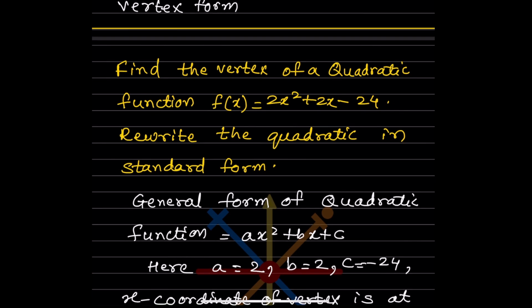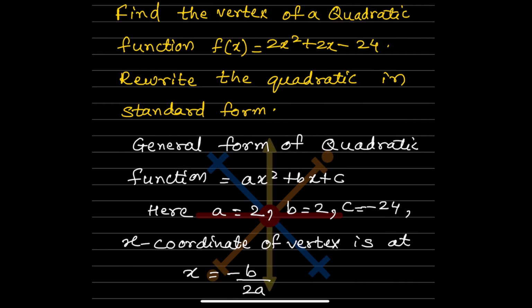Now let us see, find the vertex of a quadratic function. f of x is 2x square plus 2x minus 24. And again you have to rewrite this quadratic in the standard form. So general form of quadratic function, what is that? ax square plus bx plus c. So now here can you see this function? So this is a, this is b and this is c. So here a is going to be 2, b is going to be 2 and c is going to be minus 24. This is what is written over here.